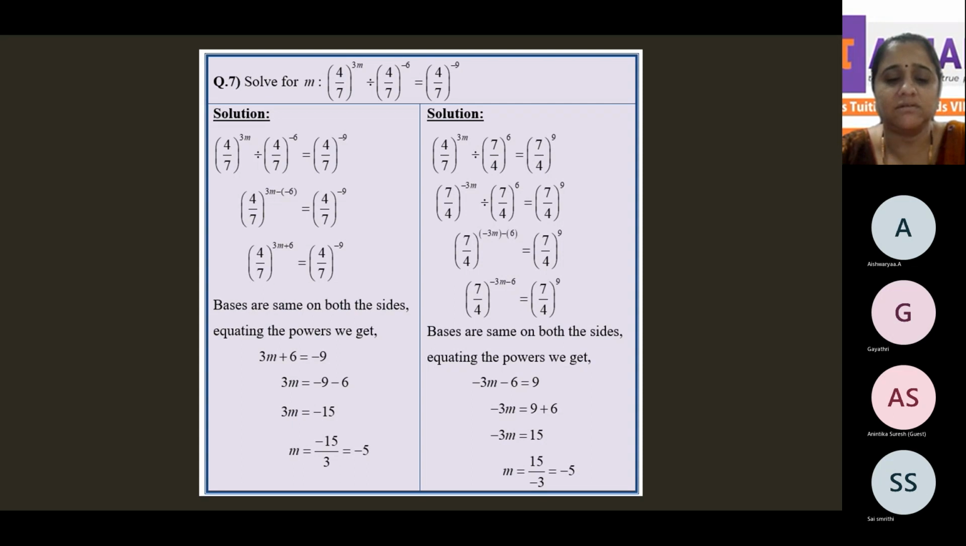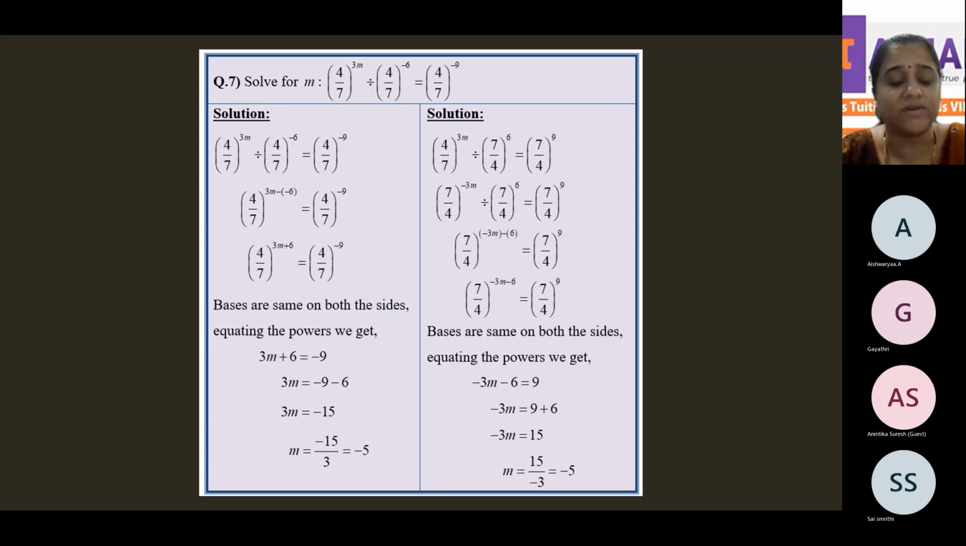Not happy, Gayatri. Next, Aishwarya. Aishwarya, you didn't put the bracket. See the first column, Aishwarya, 4/7. Use the bracket. Yes, ma'am. And see, where are the steps, Aishwarya?